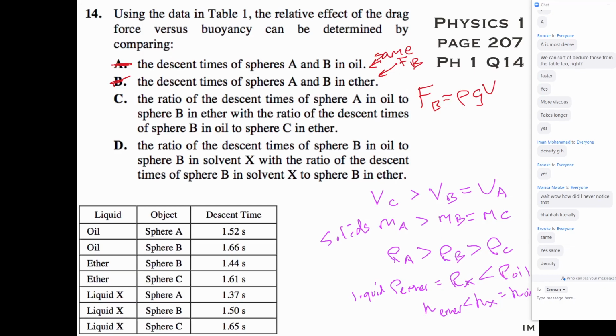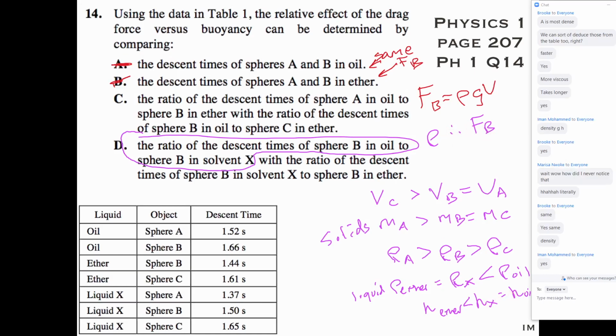Okay, so is the first part of this density, therefore, is that different buoyant forces? They have the same viscosity, but different buoyant forces. Comparing it to solvent X and ether. Solvent X and ether have the same buoyant force, but different viscosity.